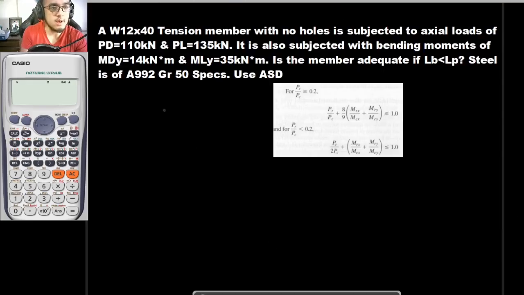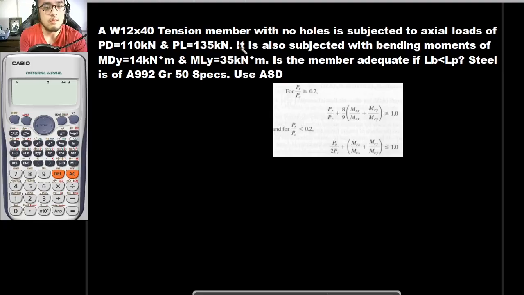So for our example problem, a W12 by 40 tension member with no holes is subjected to axial loads of PD equal to 110 kilonewtons and PL equal to 135 kilonewtons. So this is to be the dead load and this is to be the live load.